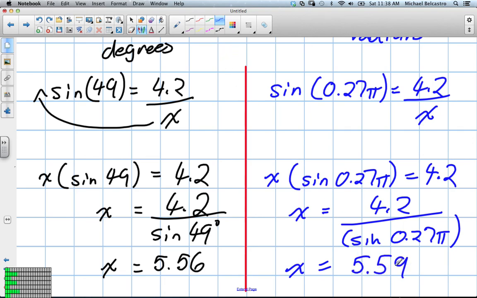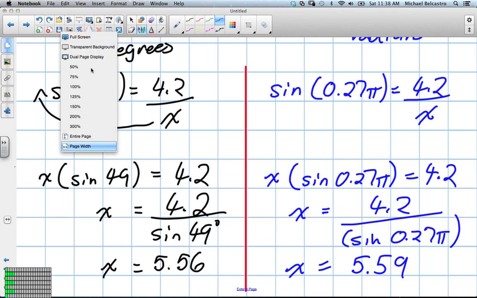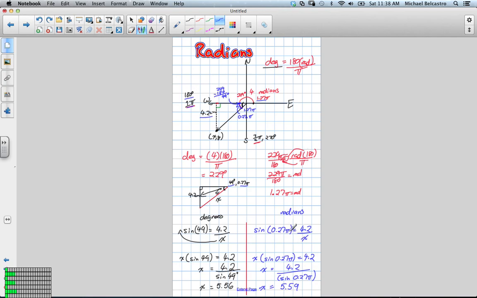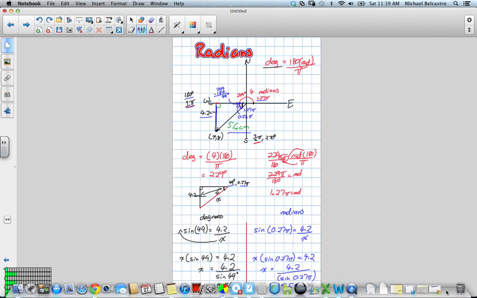Because there's a bit of rounding here and there, we got roughly the same measurement for the two of them. So whether we worked in radians in blue or degrees in black, we still got a measurement of 5.5, or you could round it to 5.6 to be a little more accurate. 5.6 centimeters, which makes sense. It's the hypotenuse of this triangle, and if the height is 4.2, we know the hypotenuse has to be longer. So this is a logical answer. We've got something that makes sense here.